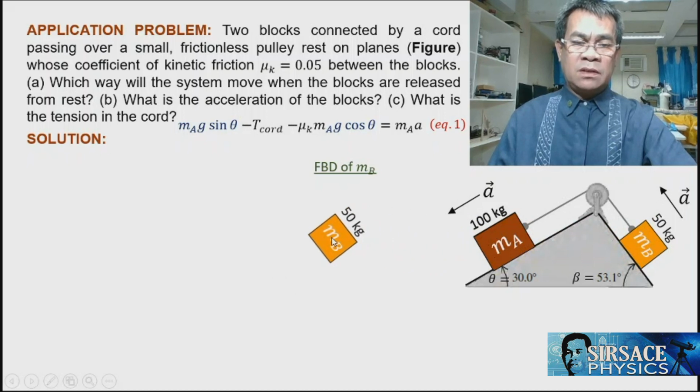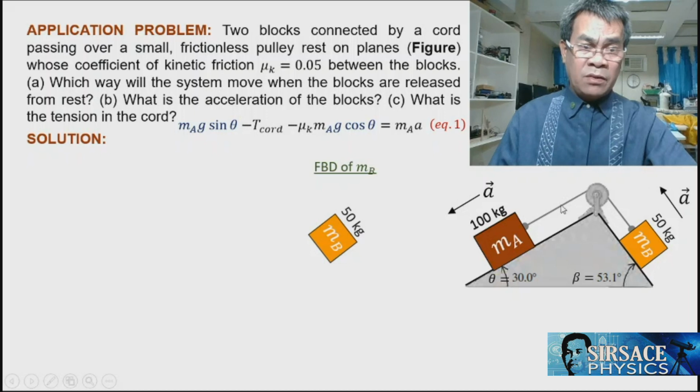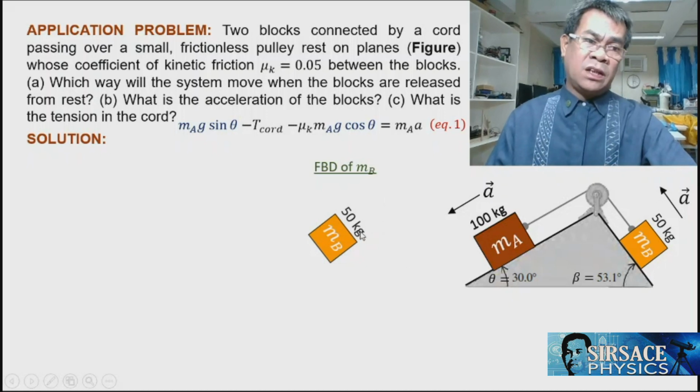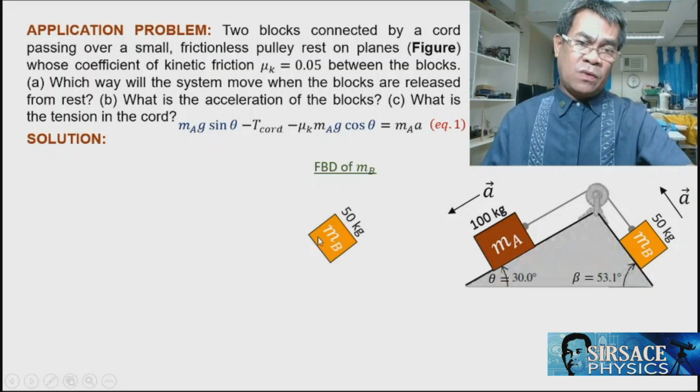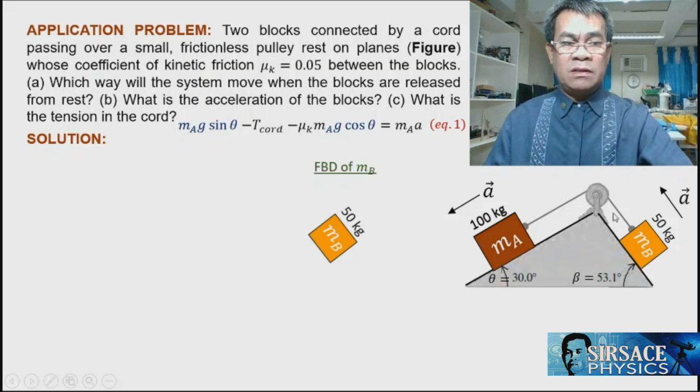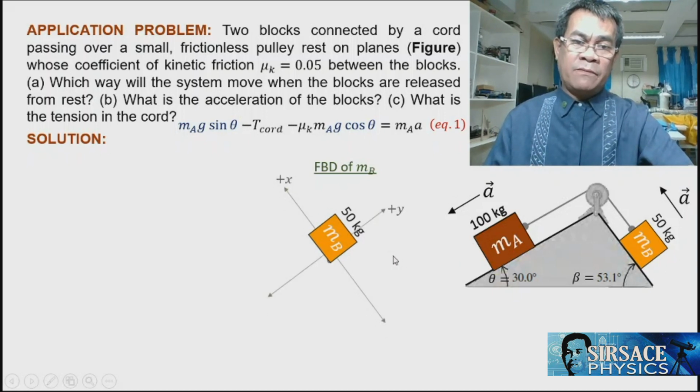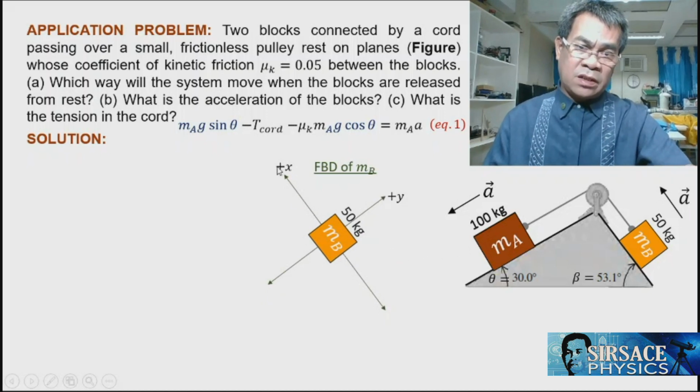So then, take note, the mass B should move up the plane. Why? Because we assume that block A moves down the plane. So the mass B should move up. In that case, the x-axis must be directed up the inclined plane at B. So therefore, x must be directed upward, and y is the perpendicular.